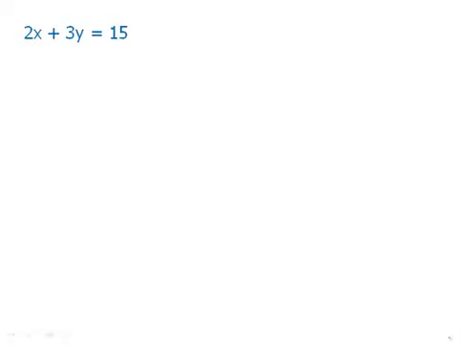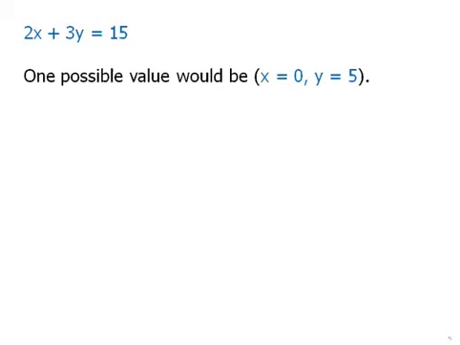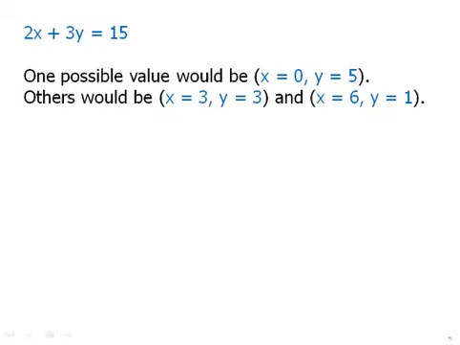Suppose we had something like 2x plus 3y equals 15. Now, what would it mean for someone to come and tell us, solve this equation? How would we find values that work in this equation? Well, certainly one possible value, if x equals 0, then y could equal 5, so that would be a solution. Others would be if x equals 3 and y equals 3, x equals 6 and y equals 1. Those are also values that make it work.